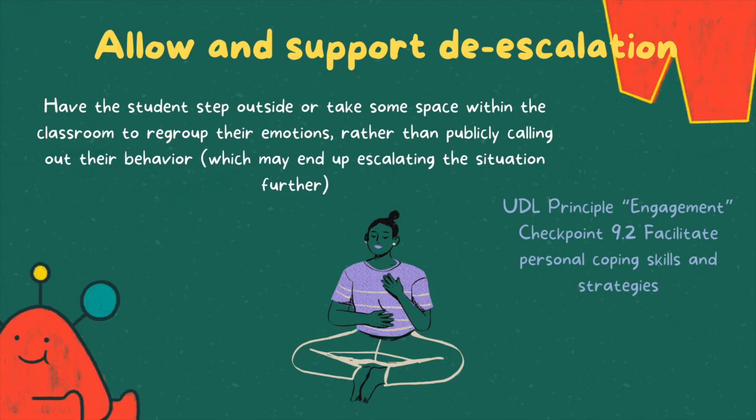Allowing and supporting de-escalation. First step, you want to make sure that the student takes a moment to regroup with their emotions. This can be stepping outside for a moment or finding their own private space within the classroom, just to breathe, calm down. Rather than publicly calling out their behavior, this may end up escalating the situation further. They may feel embarrassed, they may get defensive, and it may just make things worse. It's better to proceed once everything has reached a calm setting. And this would fall under UDL Principal Engagement, Checkpoint 9.2, facilitate personal coping skills and strategies.